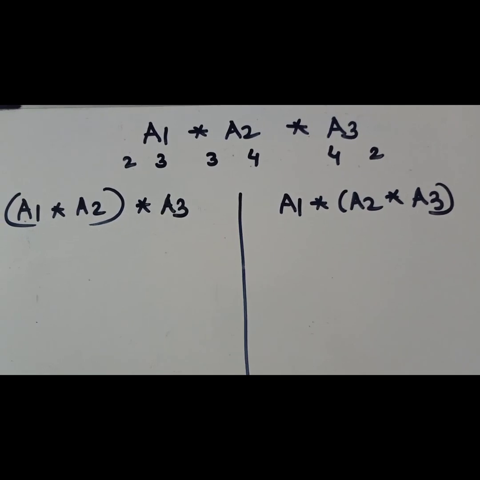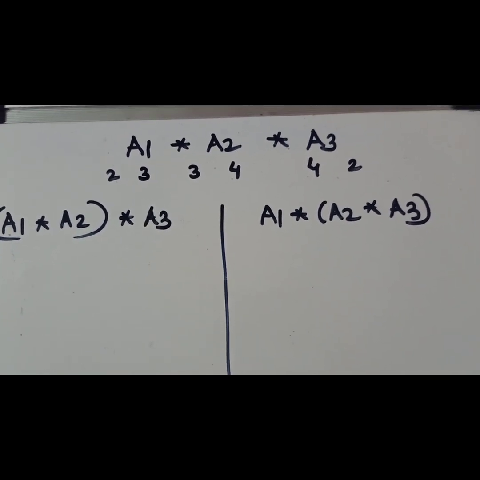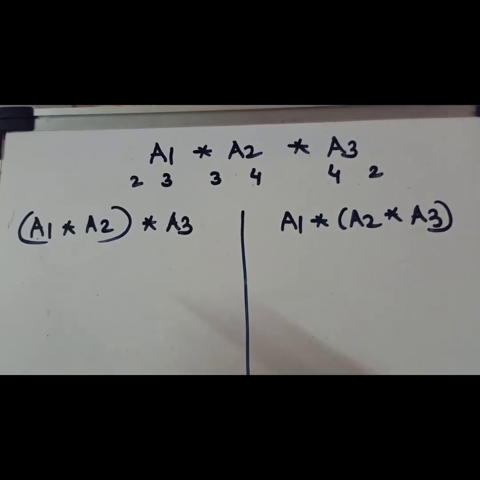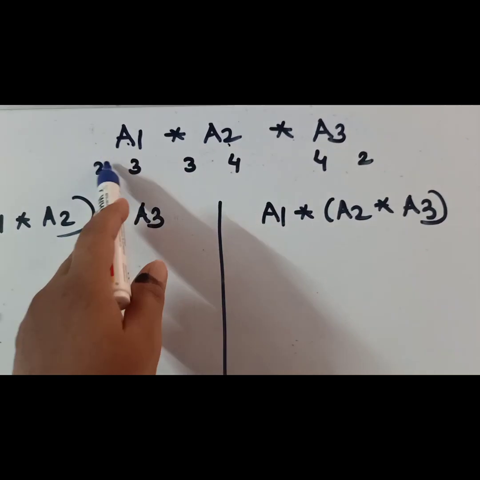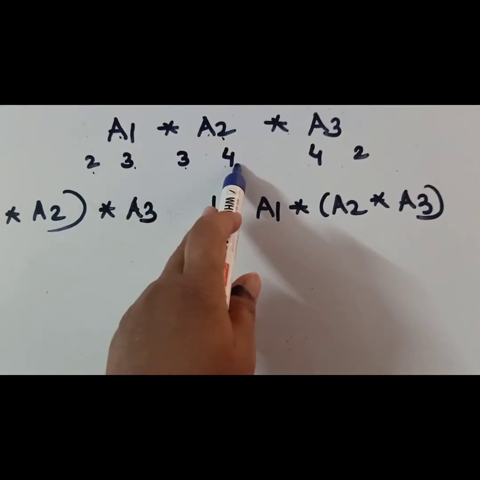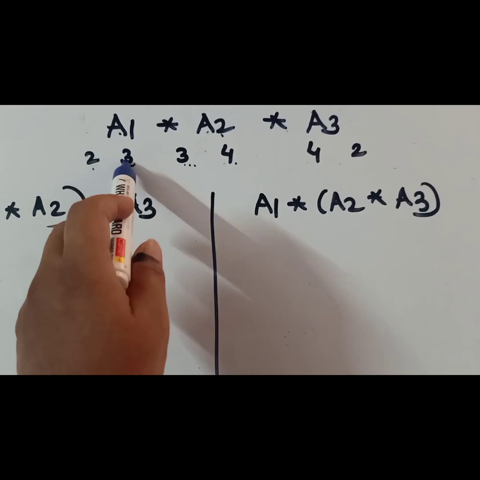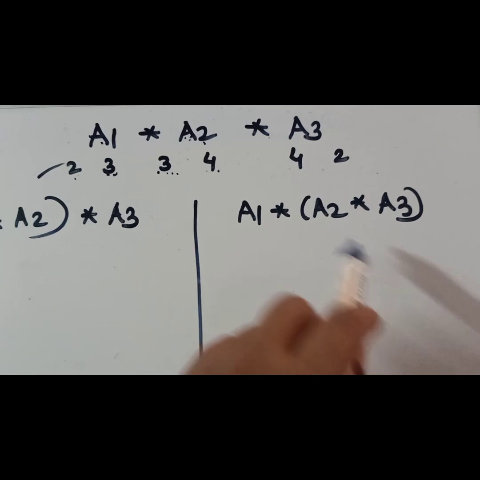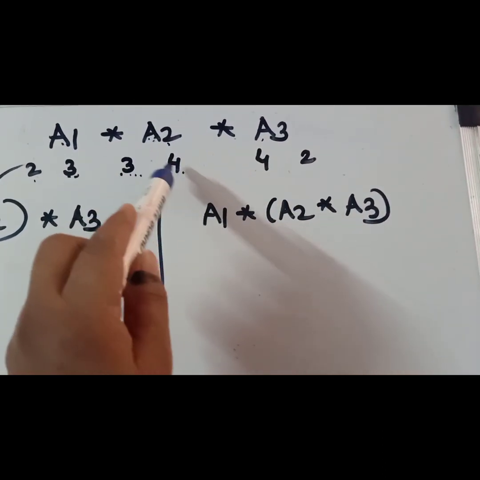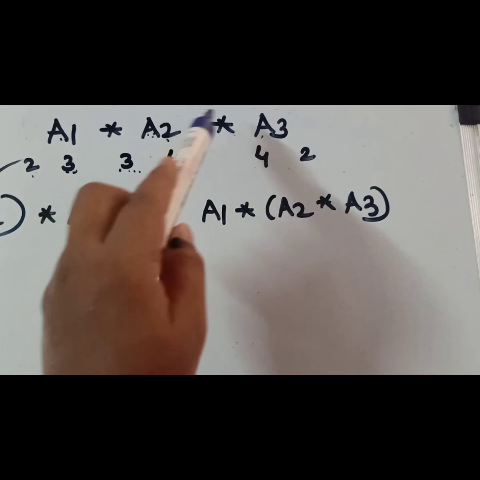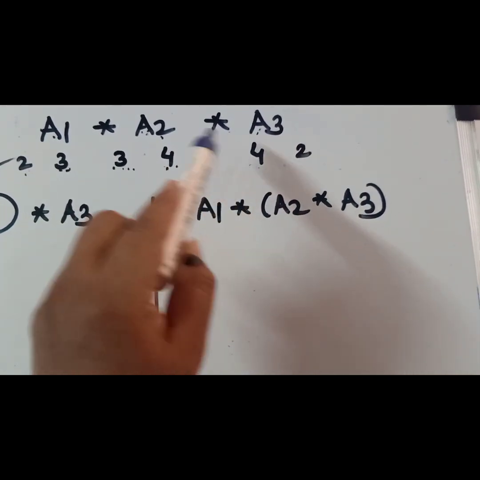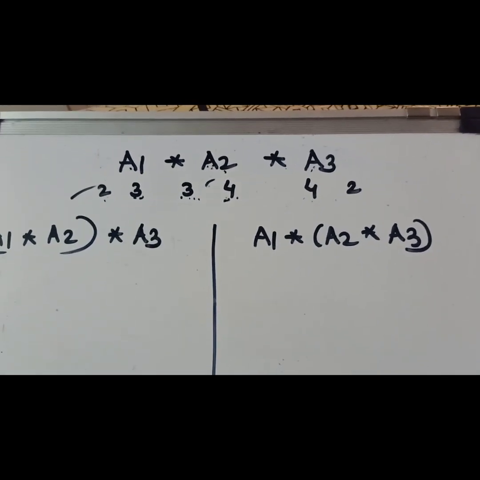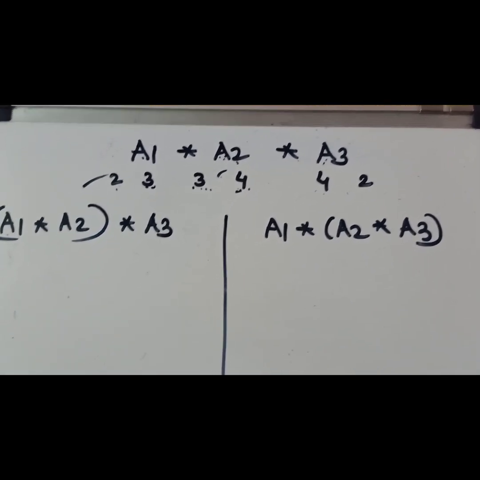We are going to multiply A1, A2, A3. But before that, we will check whether this matrix multiplication is possible. For A1 and A2, the dimension of A1 is 2 by 3 and A2 is 3 by 4. The number of columns in the first matrix is equal to the number of rows in the second matrix, so this multiplication is possible. Now for A2 and A3, the number of columns in A2 is 4, and the number of rows in A3 is 4, so 4 is common. Again this multiplication is possible. So we can conclude that the matrix multiplication is possible here.